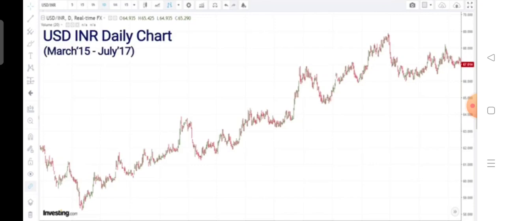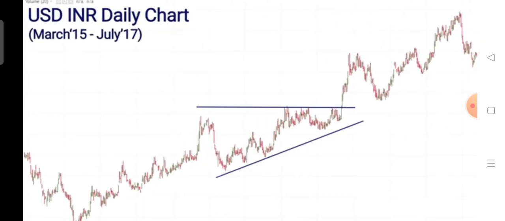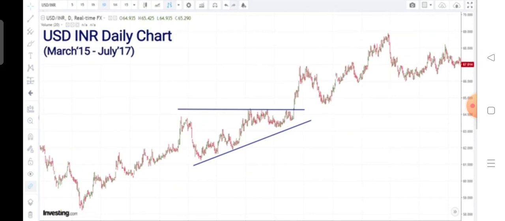Here we are looking at the USD INR daily chart. As you can see, after this up move, an ascending triangle was formed due to price action, and after this consolidation, when the price broke from the upper horizontal line, the price movement was pretty fierce. After quite a few days, the price came back near the support line, that is the breakout line, and from there the price moved much higher. So this was a really good example.